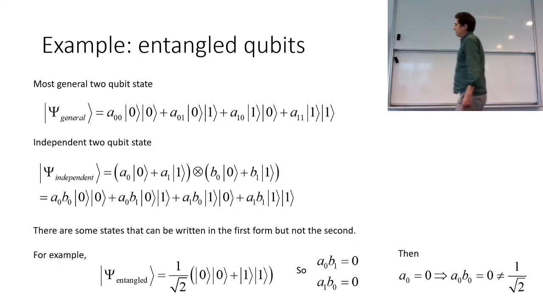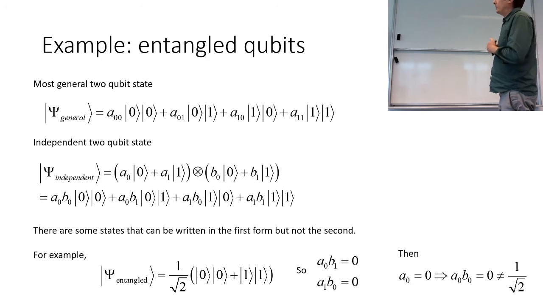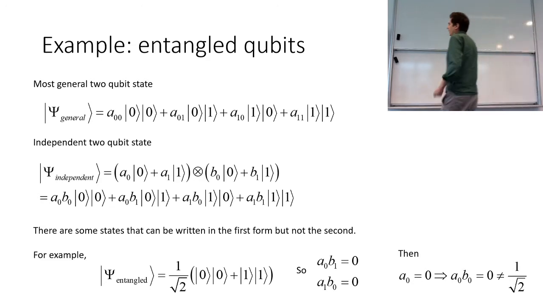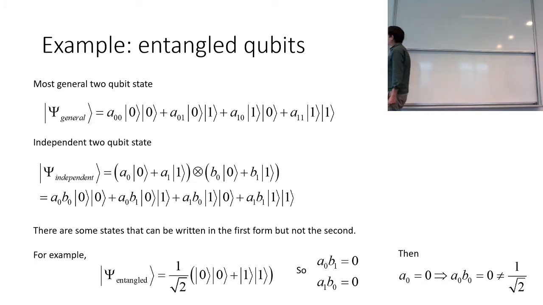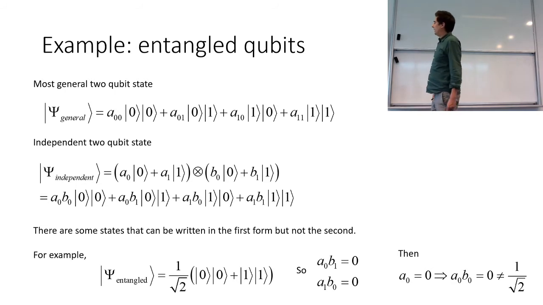Okay, so let's look at just a simple example, just to get the feel of it. This is the most general 2-qubit state, so there's 4 coefficients there. This is the most general independent state, so the coefficients take a special form here. And an example of an entangled state is this one. And you can see that it's entangled by saying, okay, suppose it's of this form, and then let's try and find the coefficients here, right? So, suppose it's independent.